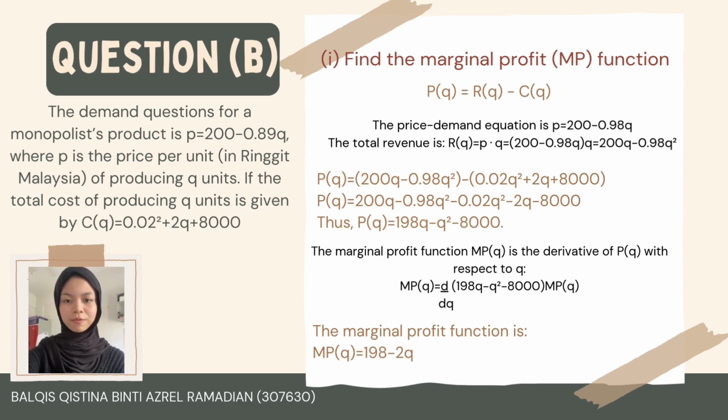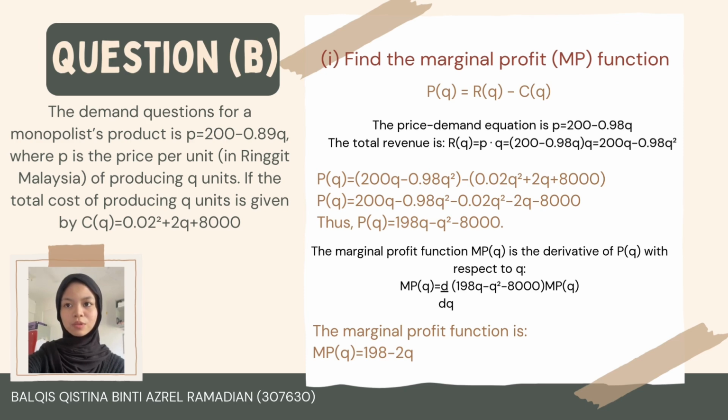So for question B, we need to search for the marginal profit function. The profit function is R(Q) minus C(Q), where R(Q) is the total revenue and C(Q) is the total cost. So we need to express R(Q) in terms of Q, where the price demand equation is P equals 200 minus 0.98Q, and the total revenue is R(Q) equals P times Q equals (200 minus 0.98Q) times Q, which is 200Q minus 0.98Q to the power of 2.